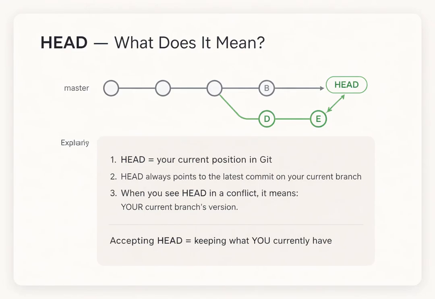You'll frequently see the word HEAD in Git, especially during conflicts. HEAD simply means your current position. It points to the latest commit on whatever branch you're currently on. So when you see a conflict marker that says HEAD, it's referring to your branch's version of the code. If you choose accept current change or accept HEAD, you're keeping what you already have on your branch. Understanding HEAD is crucial because it tells you exactly where you are in the Git history at any given moment.